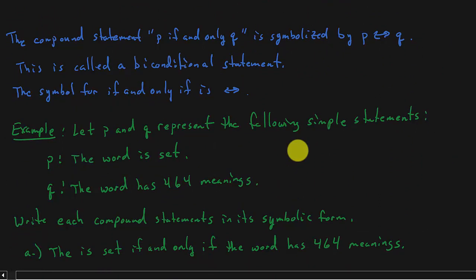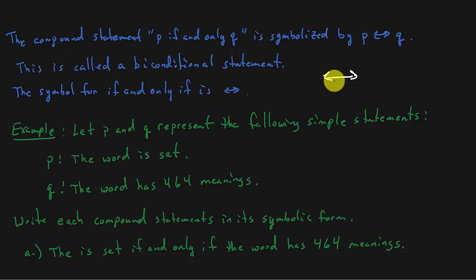All right, and then we have the compound statement P if and only if Q is symbolized by this. Okay, this is called a biconditional statement. The symbol for if and only if is this. It's just a line with an arrow on each end. Okay, that's your biconditional. Now, a conditional statement may be true, but reversing the two statements, the antecedent and the consequent, may result in a statement that is not true.